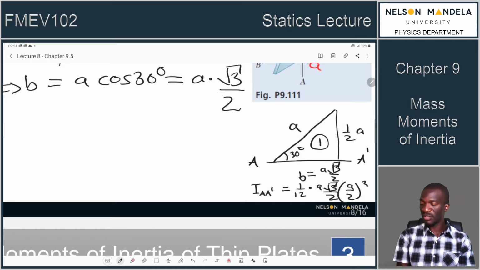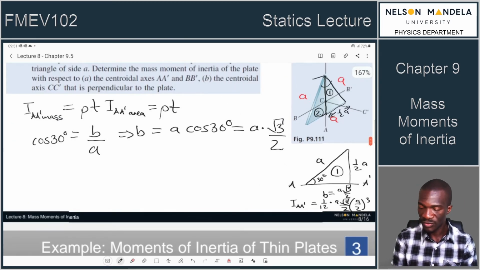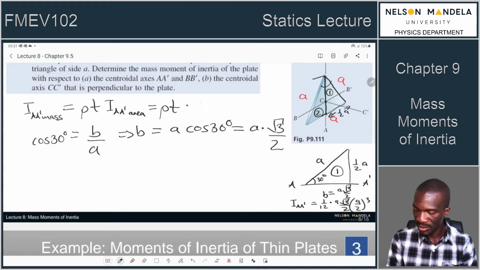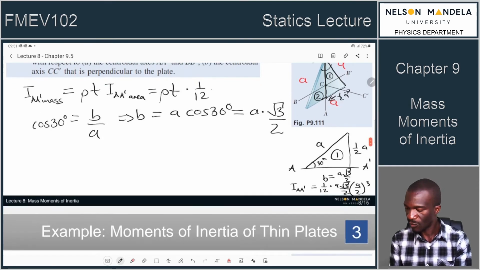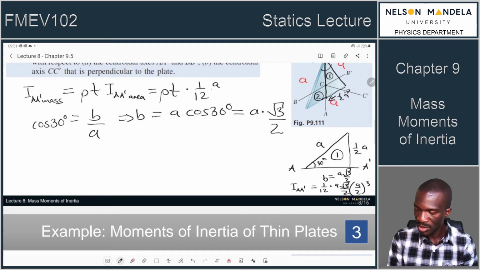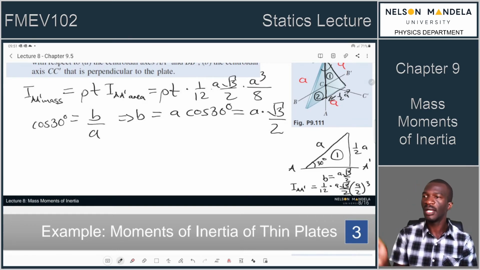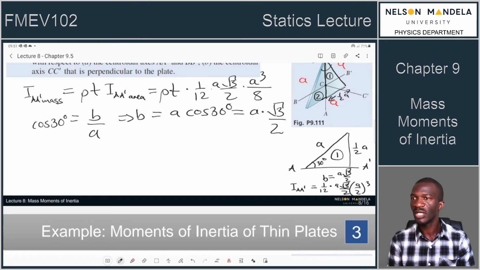This is the area moment for just one triangle. So we are now writing it here: 1/12 of what? Of A root 3 over 2, multiplied by what? By A cubed over 2 cubed, which is 8. So we now have this whole range of parameters to think about.